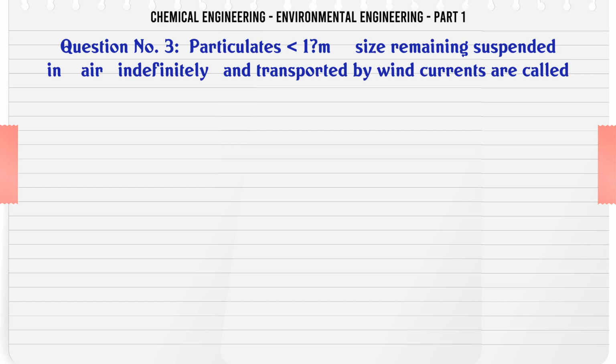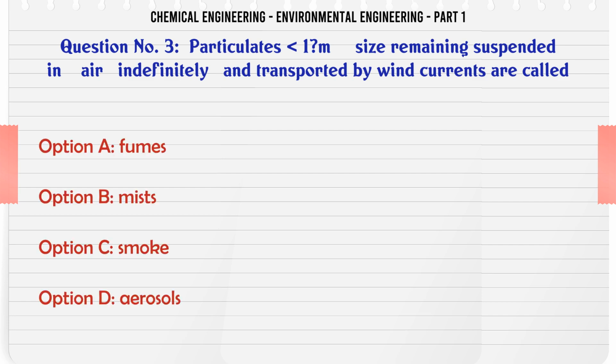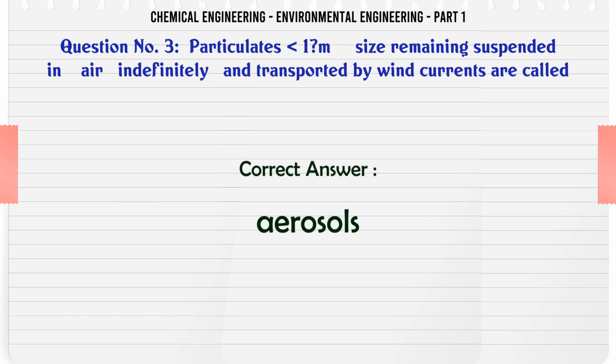Particulates 1 micron in size remaining suspended in air indefinitely and transported by wind currents are called A. Fumes. B. Mists. C. Smoke. D. Aerosols. The correct answer is aerosols.